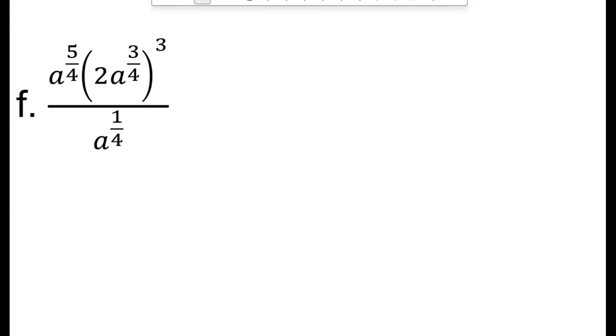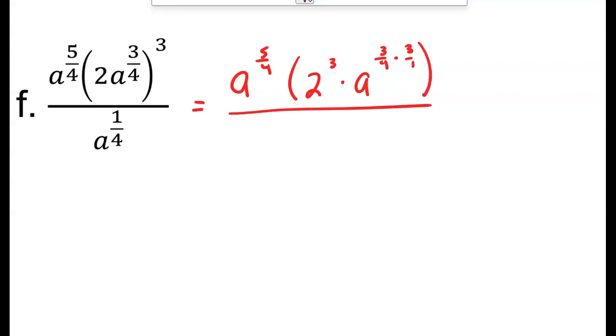First of all, do I have to do anything to this a to the 5th power right now? No. So let's leave it alone. So we got a to the 5/4. I'm going to get rid of the parentheses because that's what order of operations tells me to do. So what do we get there? That becomes 2 raised to what power? 3rd, right? And really then we get a to the 3/4 times what? Isn't that 3 over 1? And we're going to leave the a to the 1/4 here.